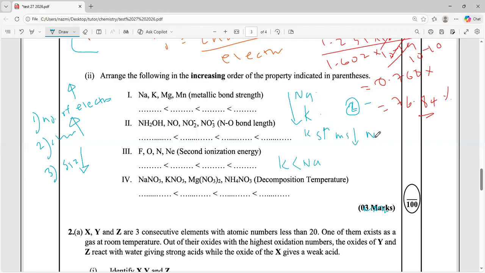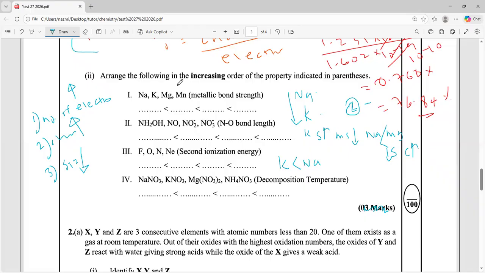Now, when you take sodium and magnesium, they are in the same period. Magnesium has a smaller size and also a greater charge compared to sodium. Magnesium has greater metallic bond strength than sodium. Then obviously it's greater than potassium also.